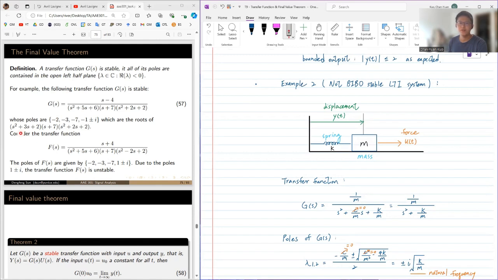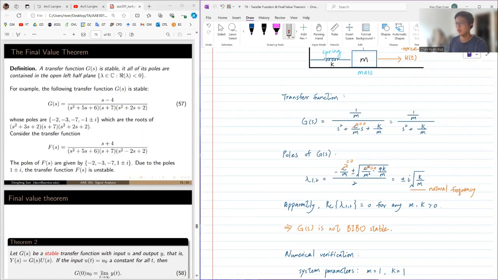for the mass spring system. Therefore, the transfer function of the mass spring system is given by G(s) equals 1/m over s squared plus k/m. And the poles of the system are plus or minus i times the square root of k over m. And here I'd like to note that the value square root of k over m is called the natural frequency of the system.